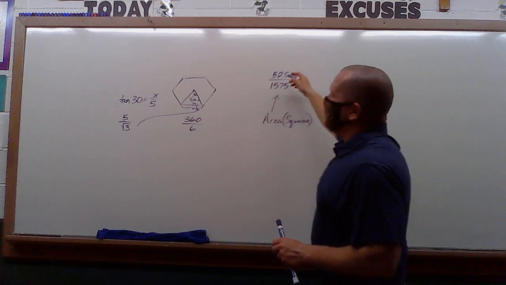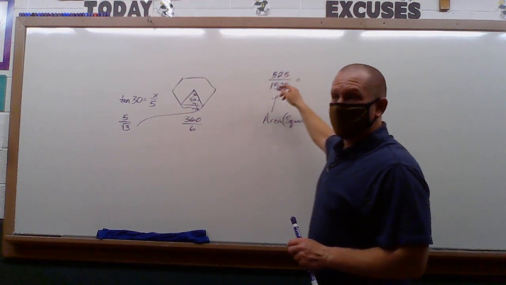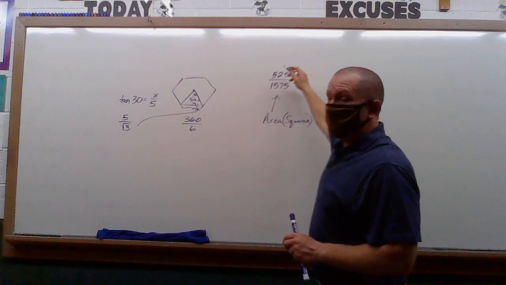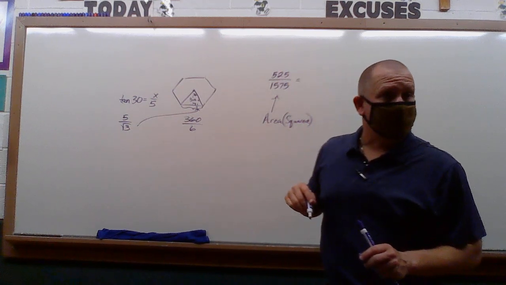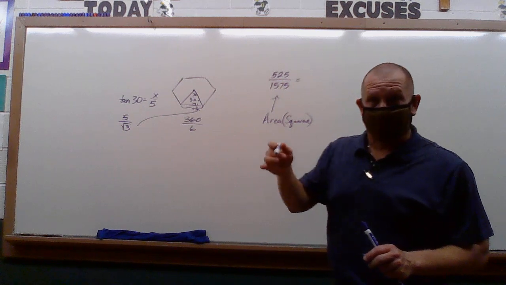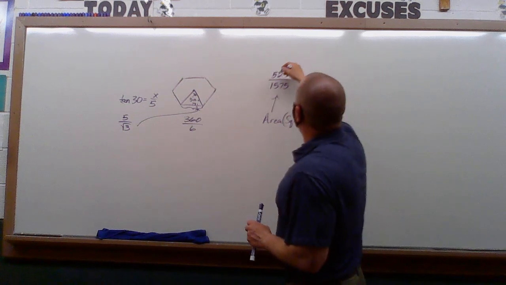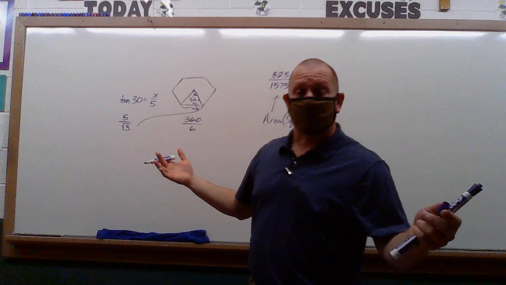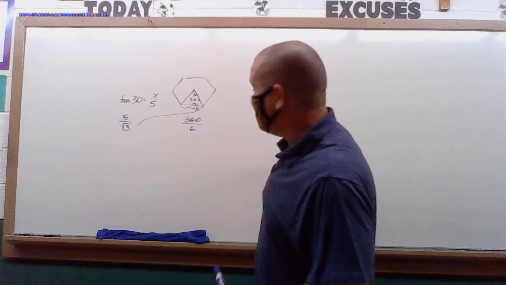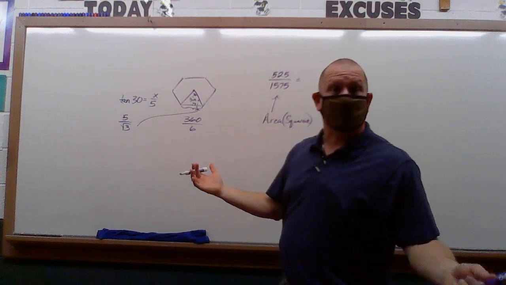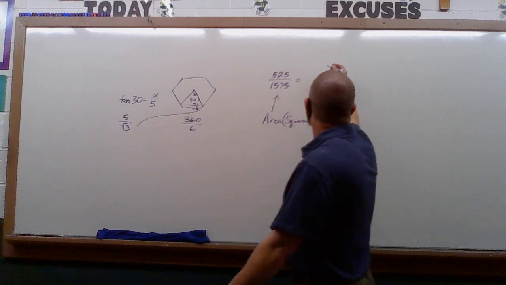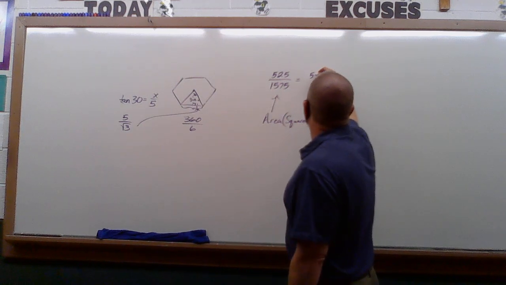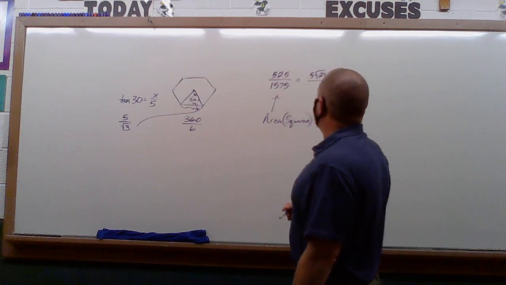What's a perfect square number factor of both of those numbers? 25, to get you your 5. So what's 525, or $5.25, divided by 25 cents? How many quarters are in $5.25? 21. So we'd have 5 square root of 21 all over.